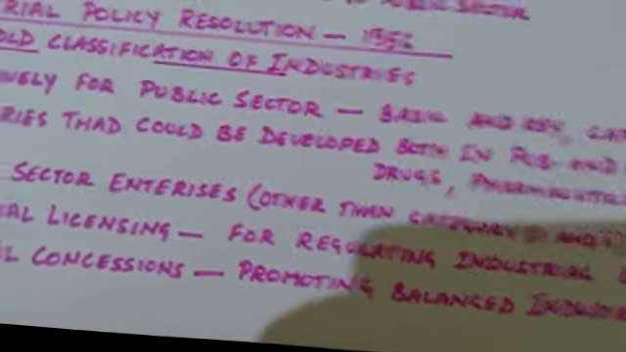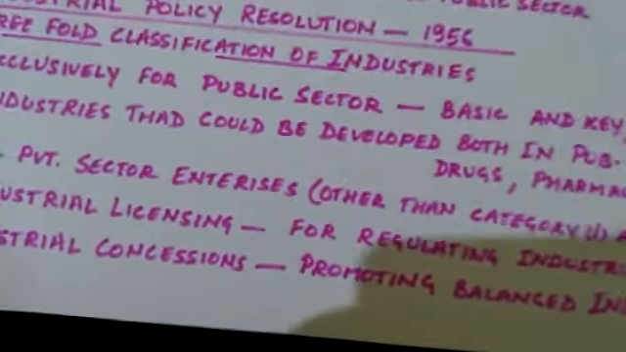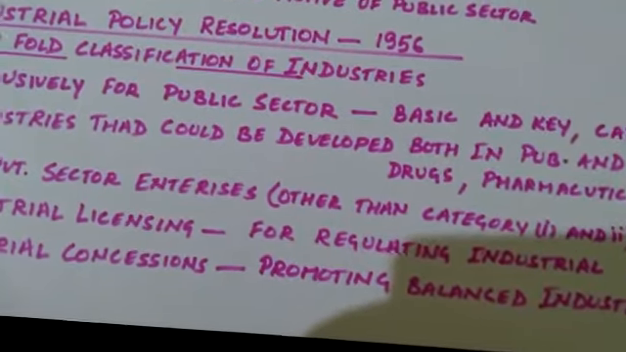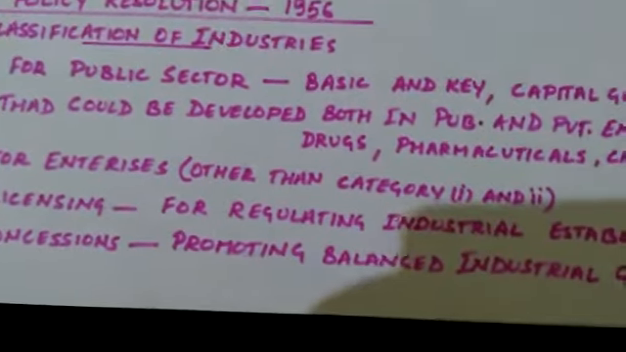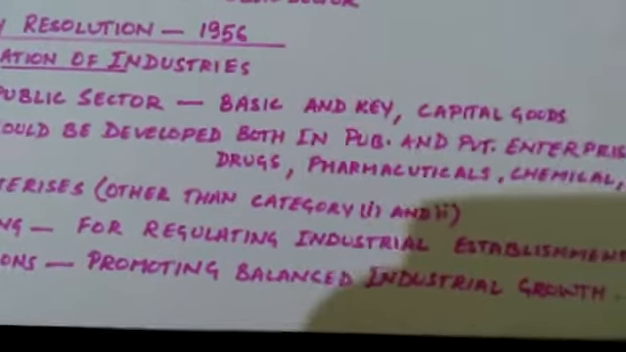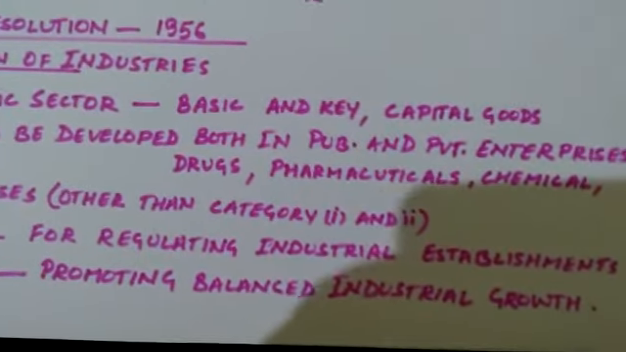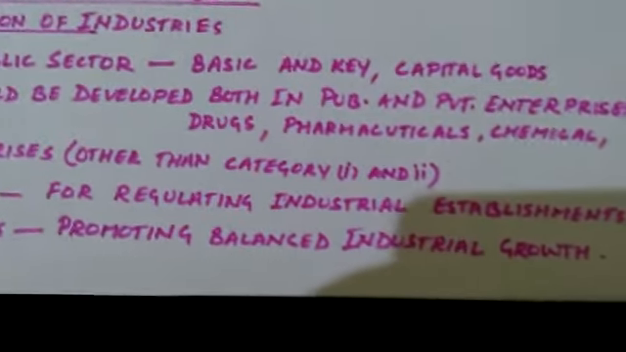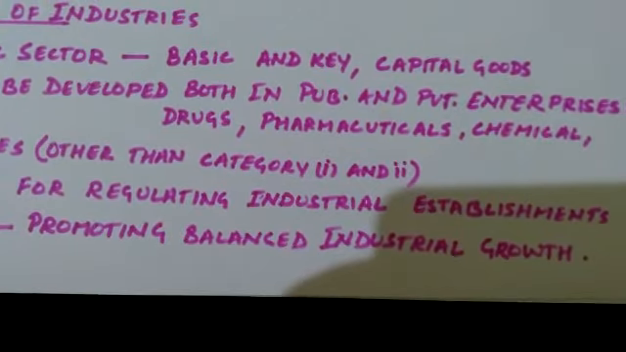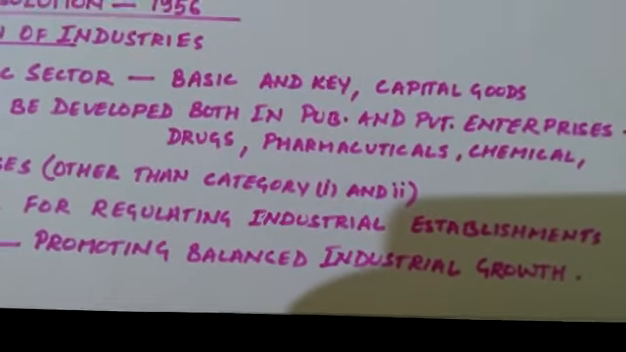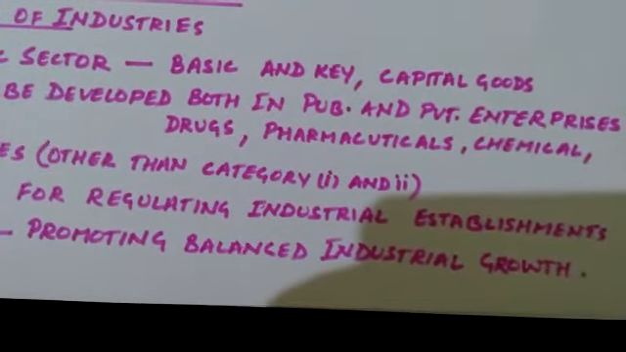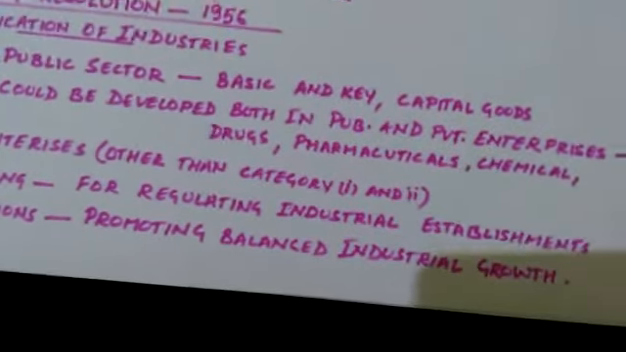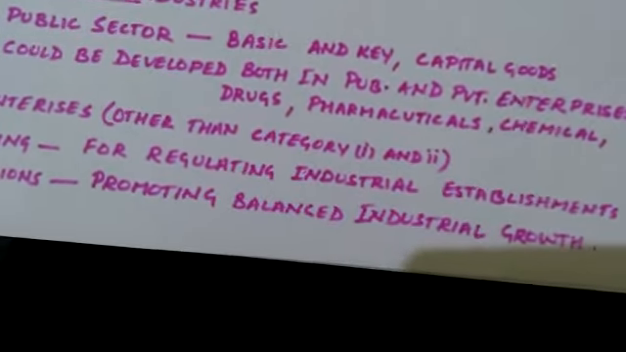So it was important. Then two things came out of it: industrial licensing and industrial concessions. Industrial licensing was for regulating industrial establishments, that is, avoiding concentration of wealth in a few hands, and industrial concessions meant promoting balanced industrial growth, with no regional imbalances, so all regions develop properly and in the same way. So these two things, industrial licensing and industrial concessions, were considered important.